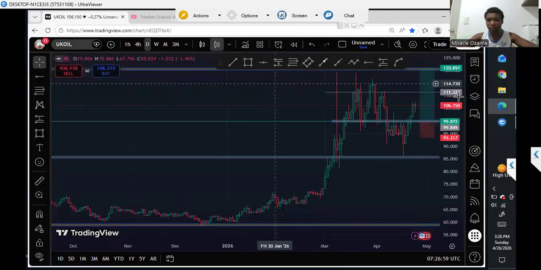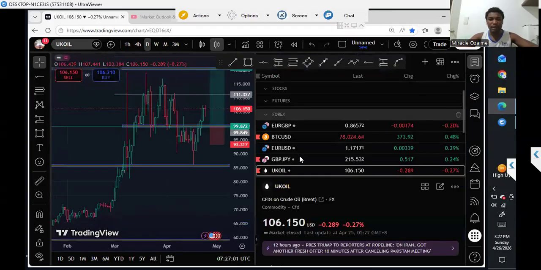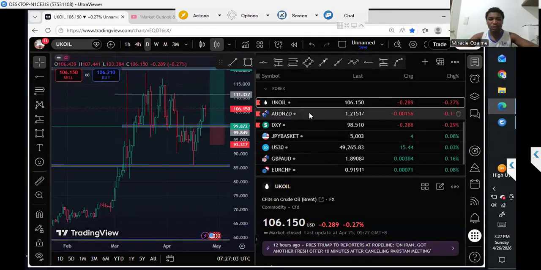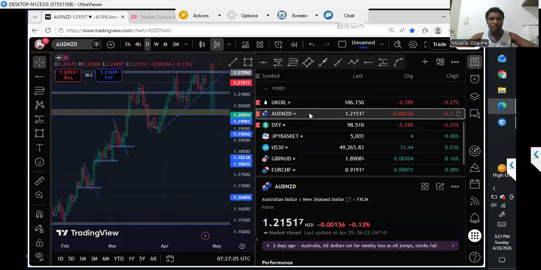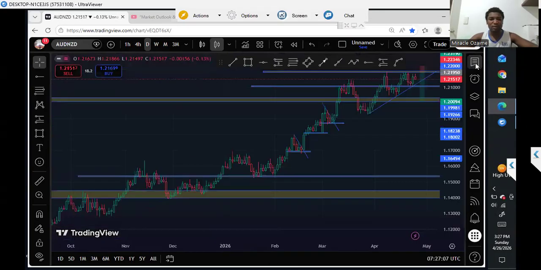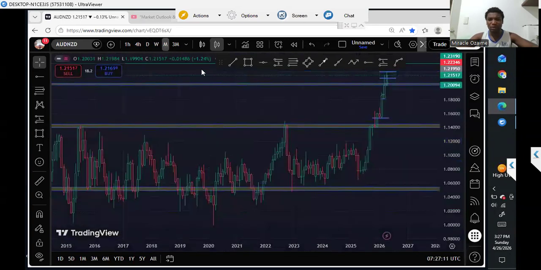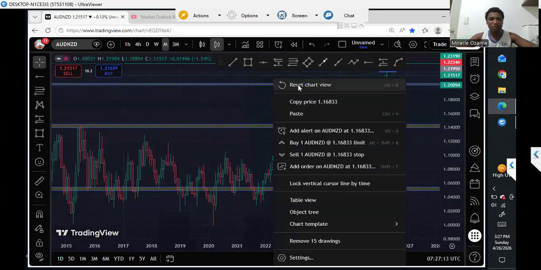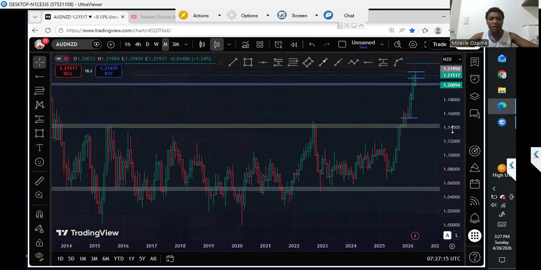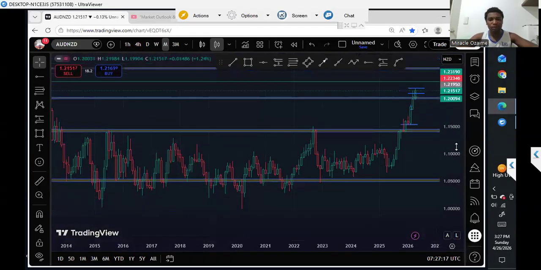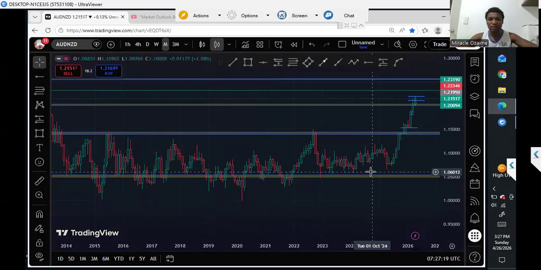Then what am I looking at next? I'm going to be checking what AUD New Zealand is doing. AUD New Zealand, on the other hand, monthly candles are looking bullish as well. On the monthly candles, they're looking really, really bullish. We have several consolidations, double, triple bottom that pushed the market upwards. We have correction, we have push, we have correction, we have push.